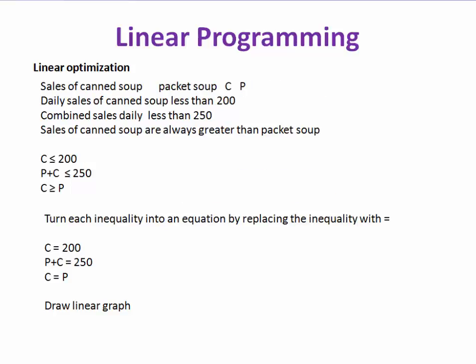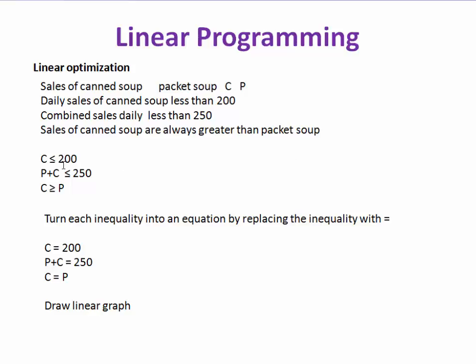Okay, here we're just going to do a simple example of linear programming or linear optimization. A company selling soups, canned soup and packets of soup. So canned soup we're going to call C, packet of soup P. The daily sales of canned soup is less than 200. The combined sales of both are less than 250. And the sales of canned soup are always greater than of packet soup because canned soups taste better.